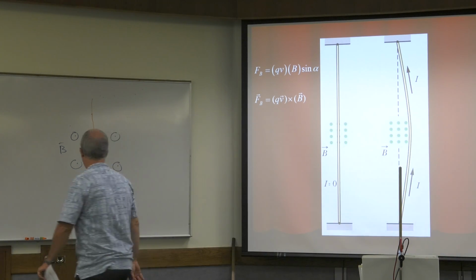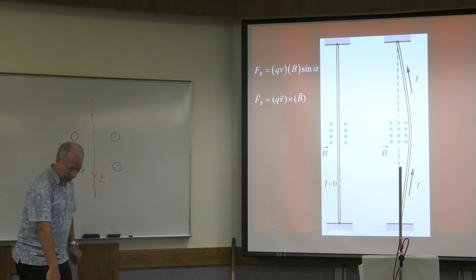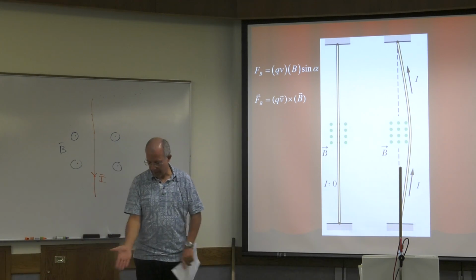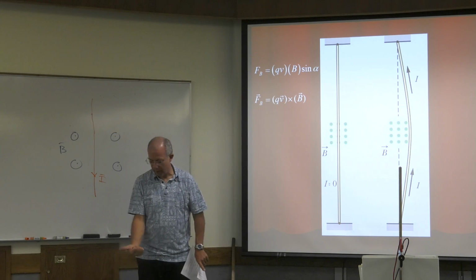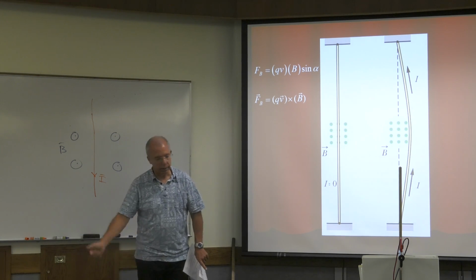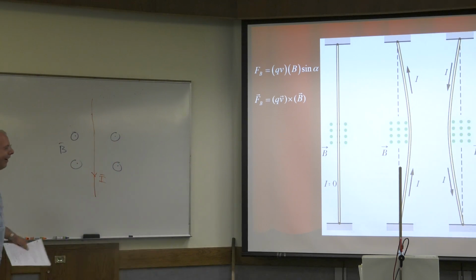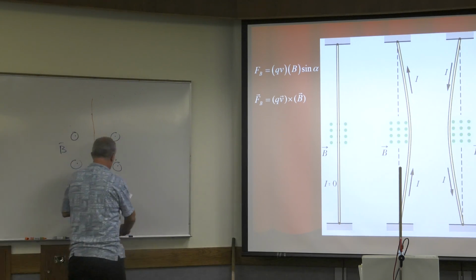It doesn't hurt. So QV is now down. B field is out, right? Palm out. You can wave if you want. The force is to the left. So the wire would actually move to the left.